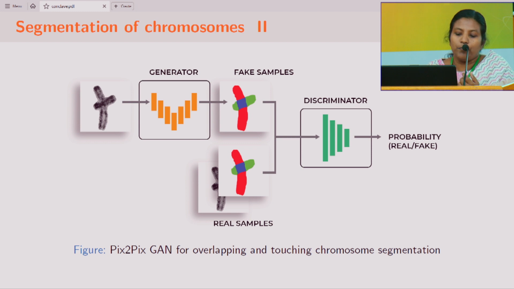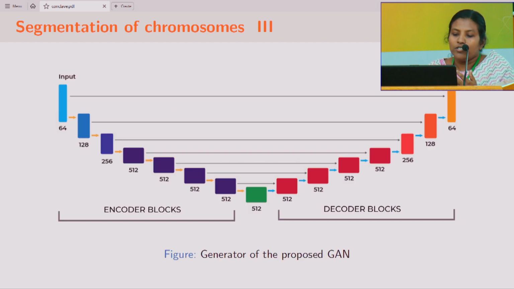Anyway, we use this pix-to-pix GAN, and basically there are two types of CNNs. One is the generator and another one is the discriminator. The generator is generating the fake samples, and the discriminator is distinguishing whether a sample is real or fake. This continues until the generator defeats the discriminator, so that at that time the discriminator cannot identify whether it is a real sample or a fake sample.